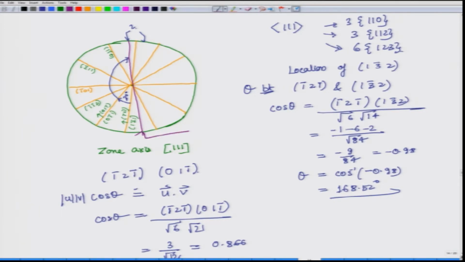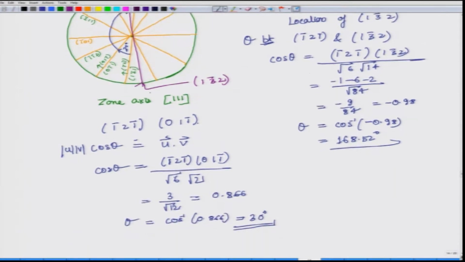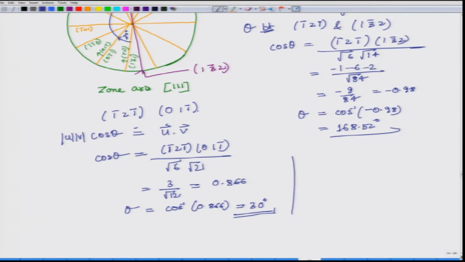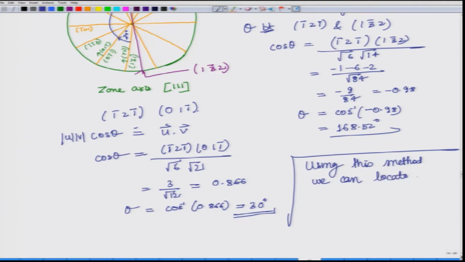So, this plane is 1 bar 3 2. So, first thing that you see is that you are now able to locate, using this method, not only the 1 2 3 planes, but also if you have one of the reference directions and you know what are the other planes that would lie, then you can locate all 110, 112 and 123 planes with respect to one given plane.